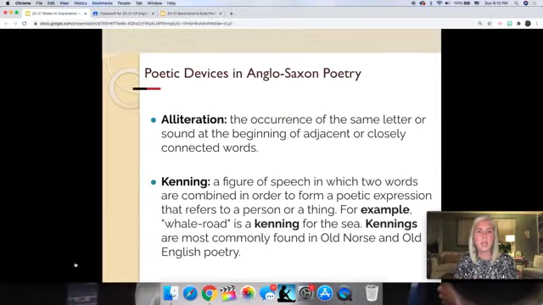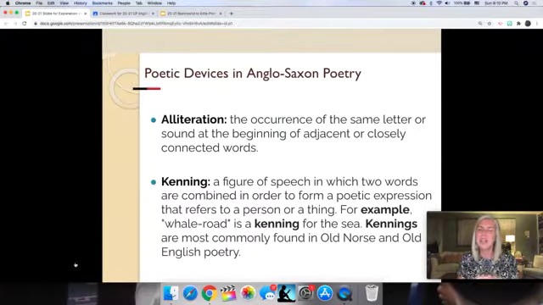One thing I wanted to bring up was a slide that I had in our riddles work from one of our all remote days. These were poetic devices I said were present in Anglo-Saxon riddles, but they're present in all Anglo-Saxon poetry. Alliteration is one of them, the occurrence of the same letter or sound at the beginning of adjacent or closely connected words. And secondly, kennings. Two words are combined or put near each other to refer to a person or thing.